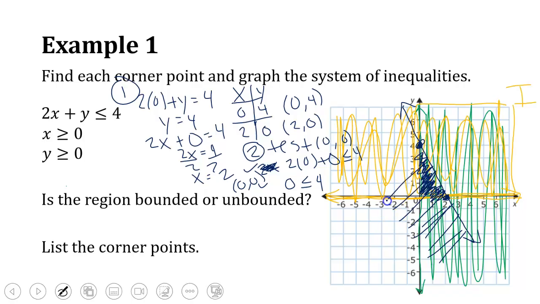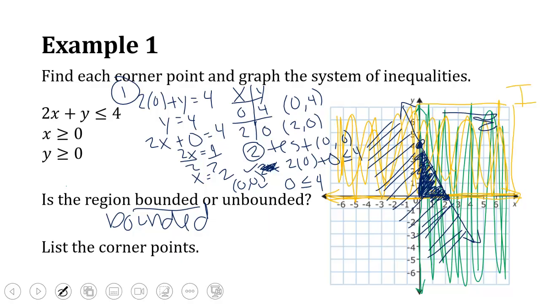Technically, this is all shaded, but I just wanted to focus on right here, the common region. That right angle is where our 3 points are. Is the region bounded or unbounded? It is bounded because it's trapped inside of all 3 lines. Now, if I shaded to the top over here, then that would be unbounded because we go forever and ever. But because the shaded region is trapped inside of the lines, it's bounded.